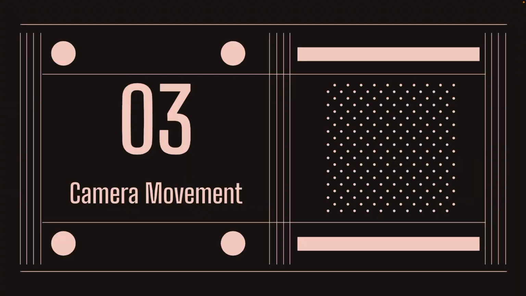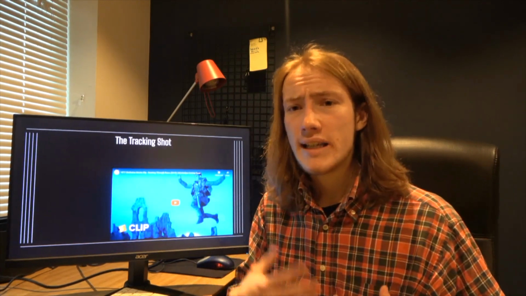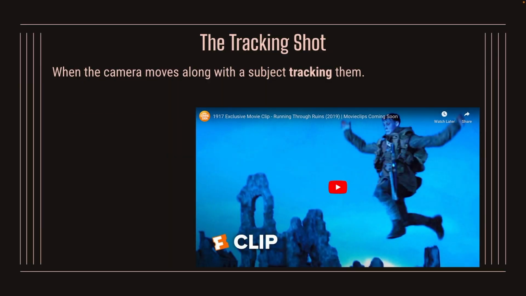This next section, we'll talk about camera movement. Now, instead of showing static images, I'll be showing you videos because you're going to need to see the movement of the camera. Now, this first one is the tracking shot. The tracking shot is when the camera moves along with a subject, tracking them.